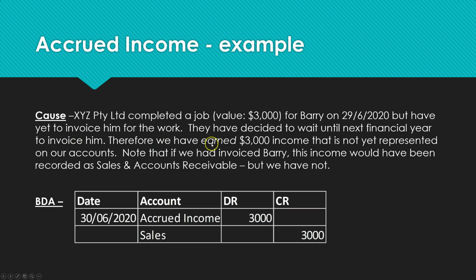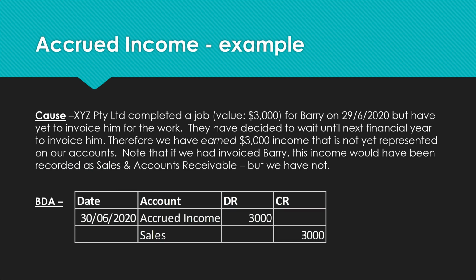So we've done the work, we've earned $3,000 of income. It's not yet in our accounts though. So our accounts aren't accurate at the moment. If we're expecting to get this $3,000 income, as we should if we've done the work, then we need to put it in the accounts. So I've just got this little note in the last sentence that says, if we had invoiced Barry, this income would already have been recorded. And if you go and look at your chapter where you covered credit sales, you'll see why.